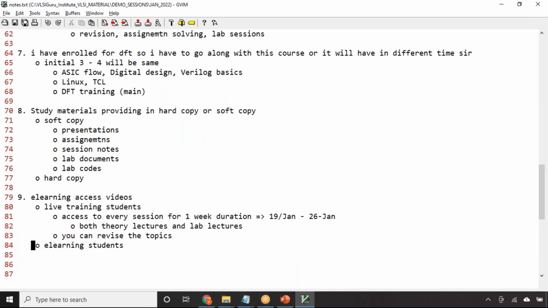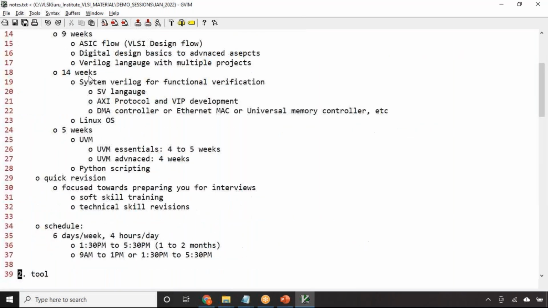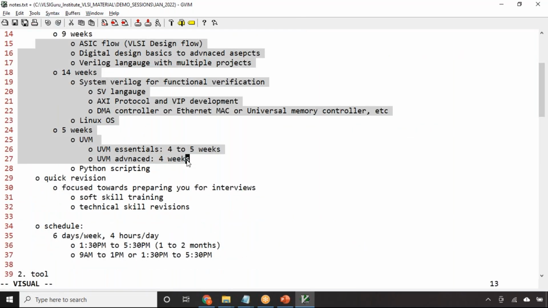Next, for e-learning students, typically access will be for 6.5 months, or can be for a longer duration. How it works is we don't provide all access at once. See, if I give all 8 courses at once, you will be confused. You don't know which one to start.